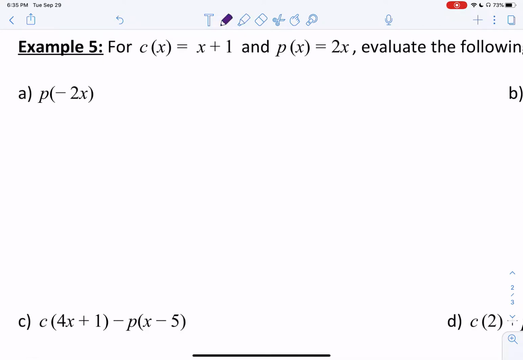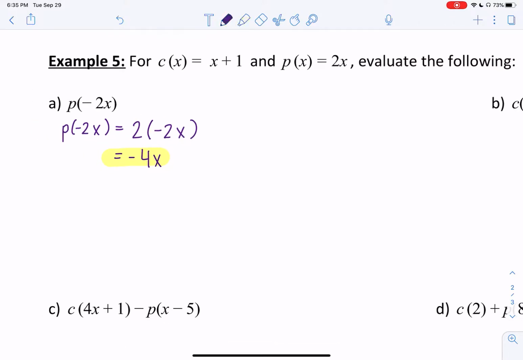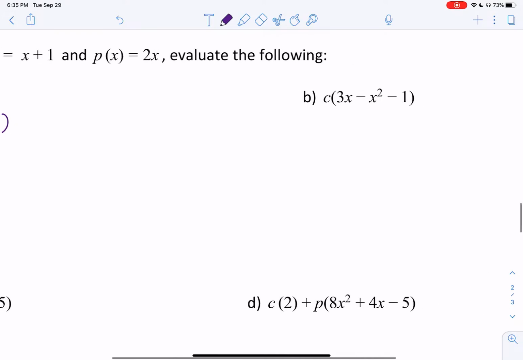So I'm just going to write out my p of x, but instead of writing an x, I'm just going to write negative 2x. So I have 2, then instead of writing that x, I write negative 2x. And when I simplify that, I'll have negative 4x as my final answer. So same idea, just a little more challenging. Let's try b.